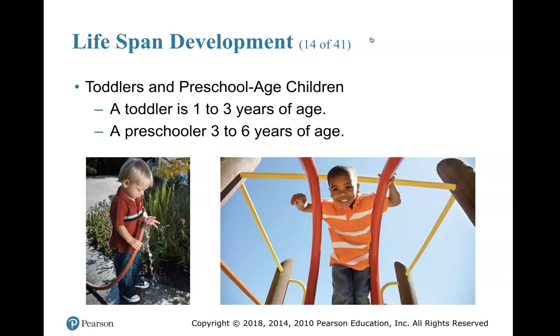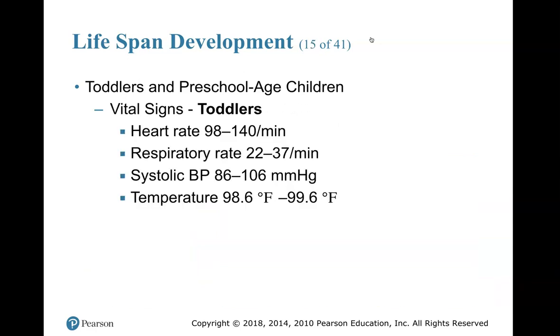Toddlers and preschool-age children. A toddler is 1 to 3 years of age. A preschooler is 3 to 6 years of age. They're fun. Fun, fun, fun.